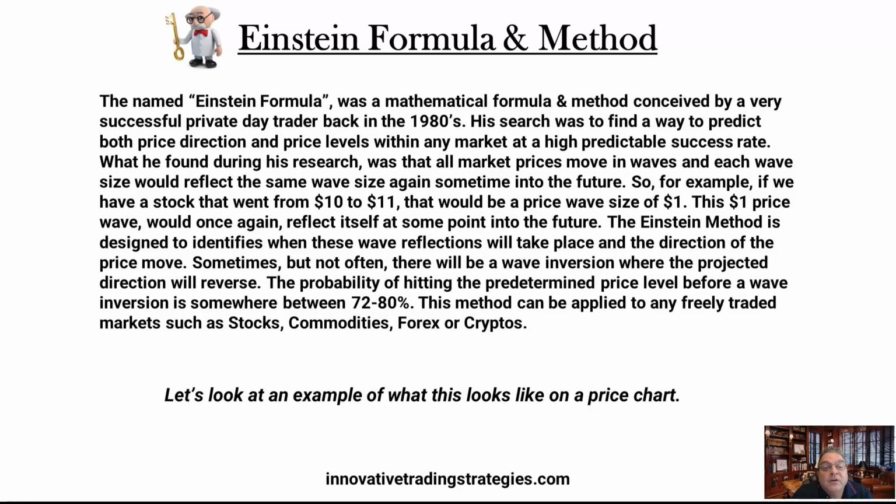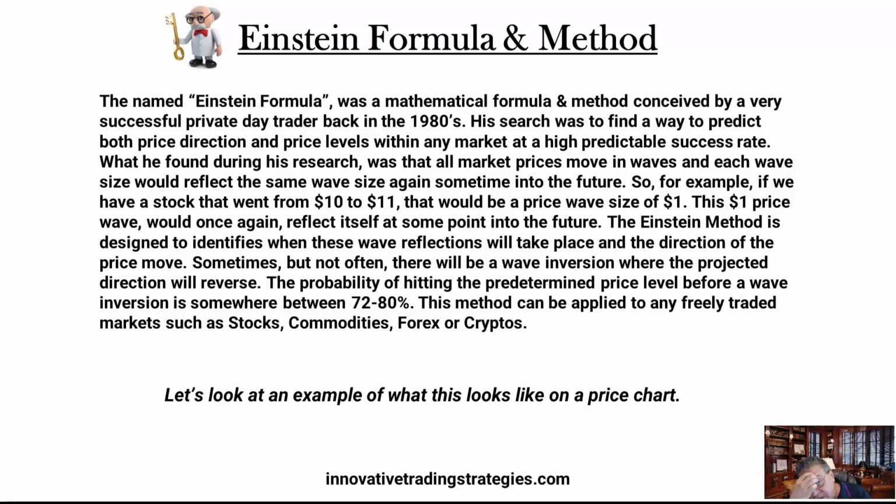The probability of hitting the predetermined price level before a wave inversion is somewhere between 72 and 8%. Folks, that's across the board. Okay, stocks, commodities, you name it, everything, cryptos, it's going to be the same for everything.